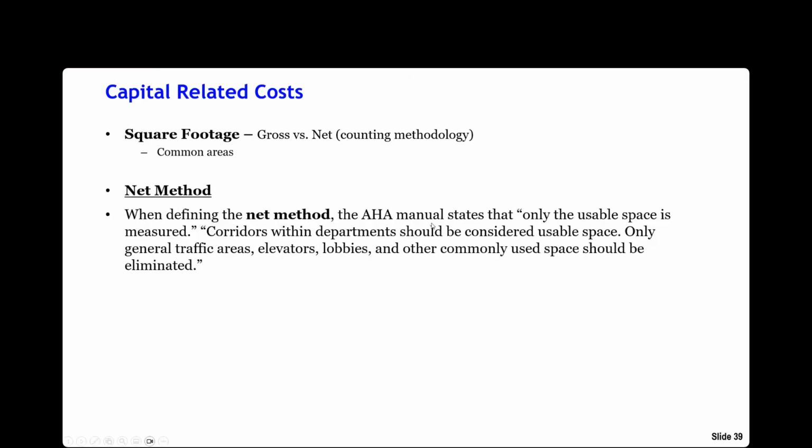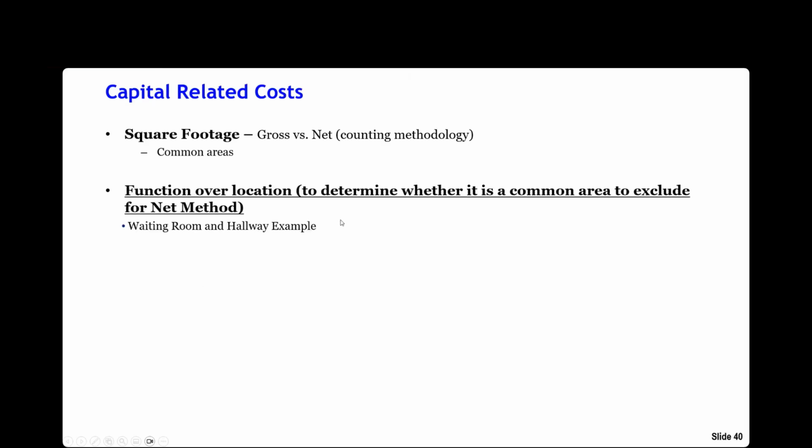So that AHA manual, back to that, when they define that method, they're saying only the usable space is measured. So none of that, and by usable, we mean usable by that department and that department only. Any corridor within the department, and this is the key thing, in other words, it's only used by that department. It's not truly common space. That's considered usable space that would be counted because it's very clear that it can only go to this department. No other people are walking through it, trying to go other places. If there's a general traffic area that any type of patient or any type of professional can go through, elevators, lobbies, waiting rooms, those are eliminated. That's the whole purpose of the net method.